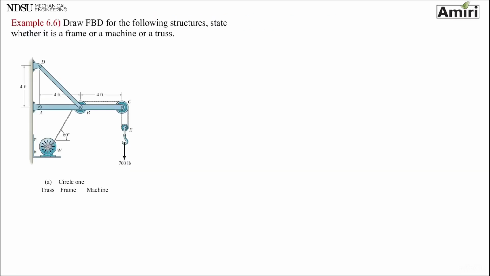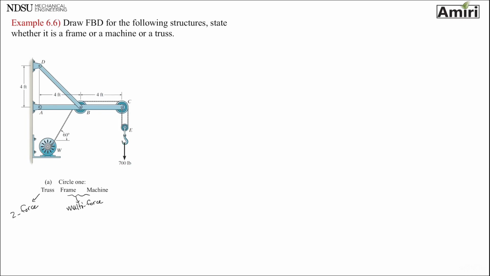So let's see. Draw a free body diagram for the following structure. State whether it is a frame or a machine or a truss. Okay, so let's look at this arrangement that we have. I mentioned truss has only two-force members. Frames and machines, they can have more. So they can have multi-force members.